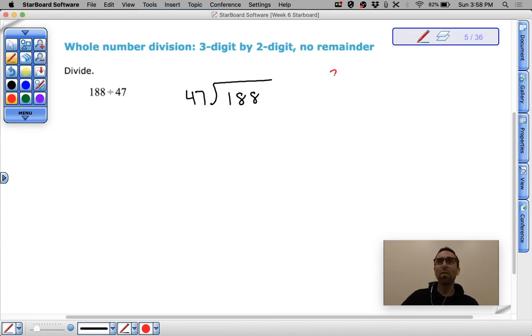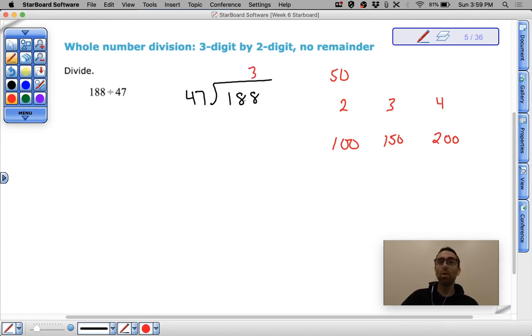So if I do 2 times, how should I write this? I'm going to say 50. If I have 50 and I multiply that by 2, I'm going to get 100. If I have 50 times 3, I'm going to have 150. If I have 50 times 4, I'm going to have 200. Now, if I look at 188, 188 is much smaller than 200, so I can't use that 4, but I can use the 3. So I'm going to put the 3 right over this last 8.